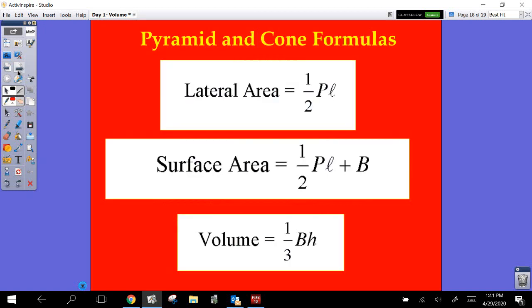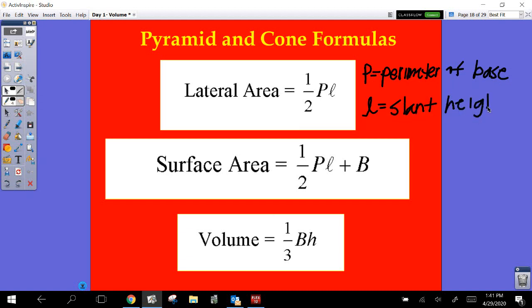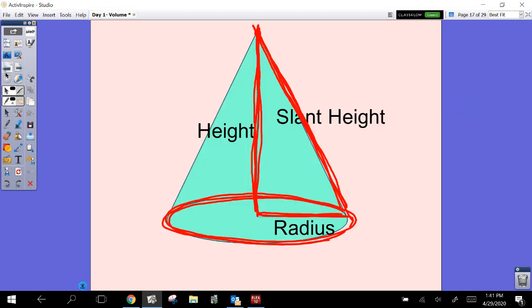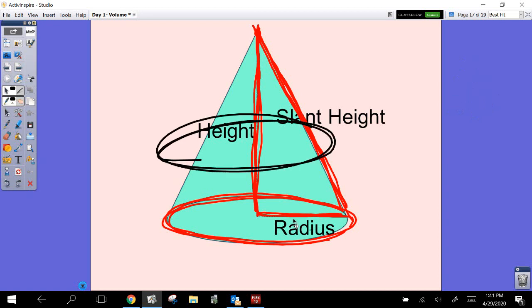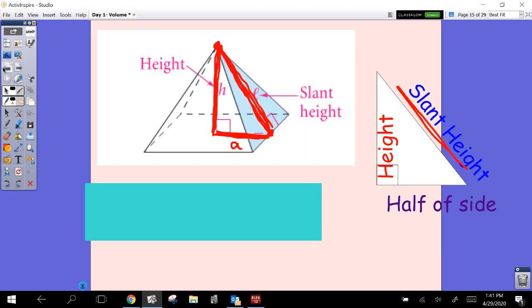So here are the 3 formulas for cones. We just learned 3 formulas for prisms and cylinders. Now it's 3 formulas for cones and pyramids. So the P still stands for perimeter of the base. The L stands for slant height. So it's 1/2 PL for your lateral. Now remember, lateral is around just this, not including the base. Lateral for a pyramid would be these triangles, not including the base.